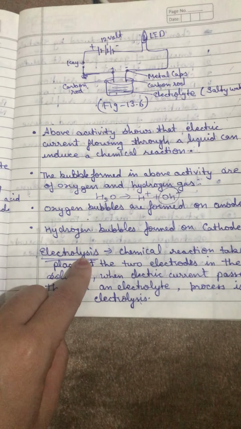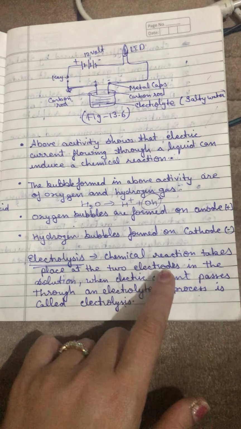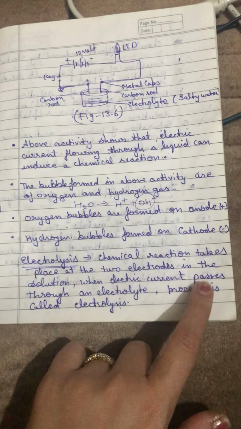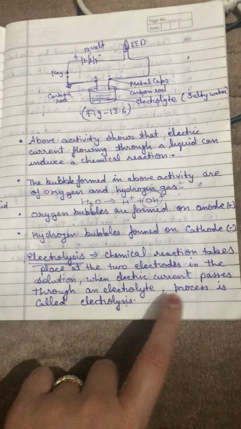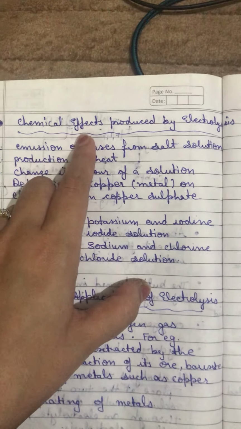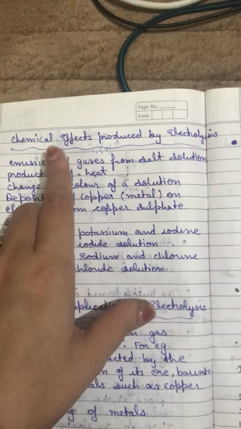Now, what is electrolysis? Chemical reaction takes place at the two electrodes in the solution when electric current passes through an electrolyte. This process is known as electrolysis. Now, the chemical effects produced by electrolysis. What are the chemical effects produced by the process of electrolysis?